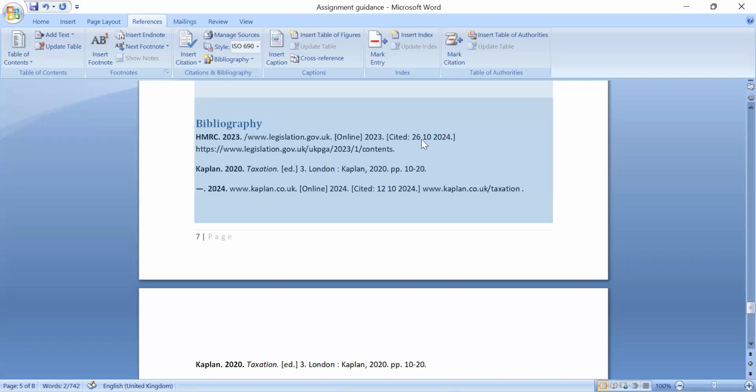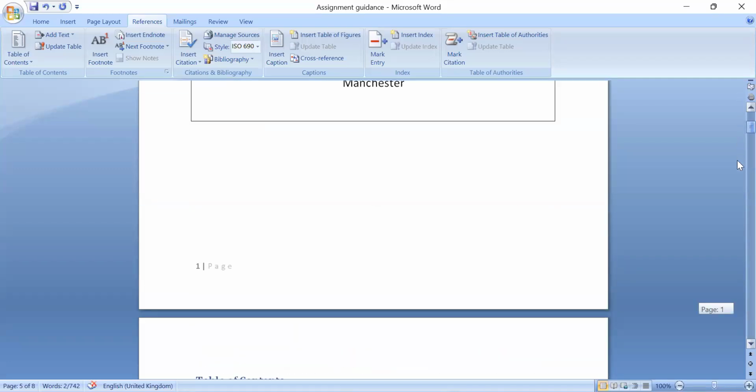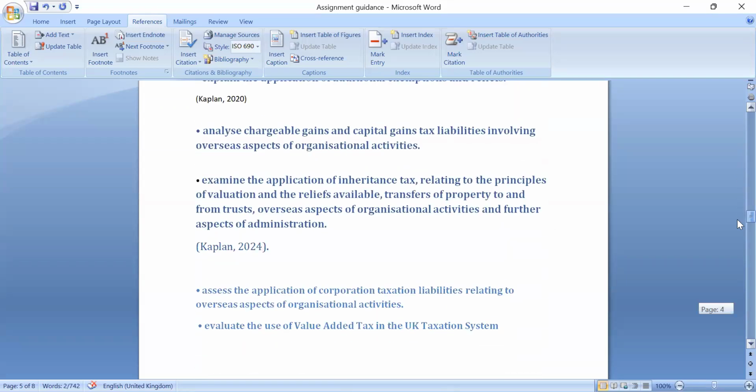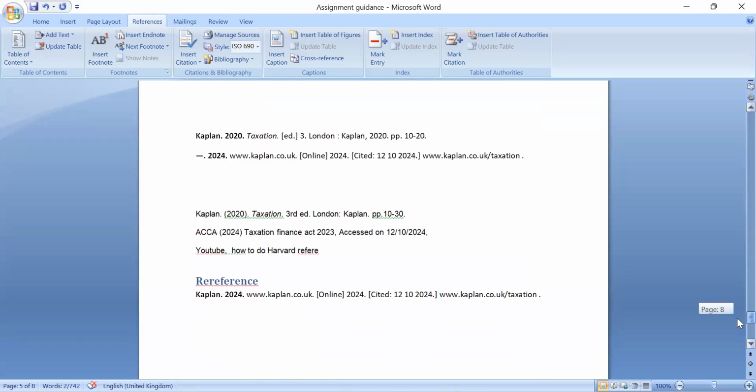But don't use websites like essay.com or Wikipedia. Other than that, it is absolutely fine. Think about the reliability of these websites. ACCA, HMRC, gov.uk are absolutely fine. Or you could look at KPMG or others. They carry on publishing articles and things, which is absolutely fine as a reference as well. Yes, that's the way we can structure the assignment and meet the criteria.